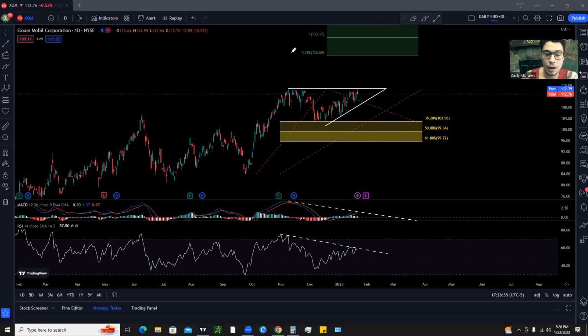All right, so that's what we need to look for on the relative strength index: you want to see us break out of here, preferably break out, retest this trend line as support, and head back up on the relative strength index.